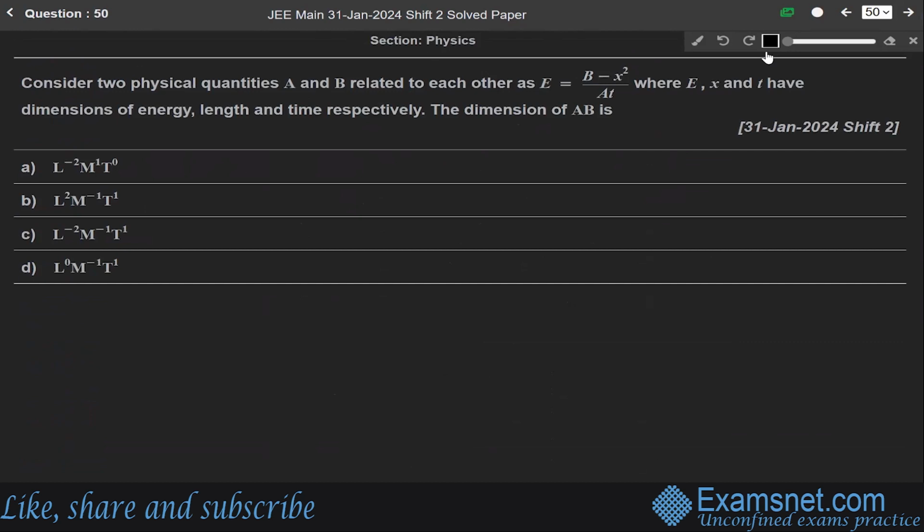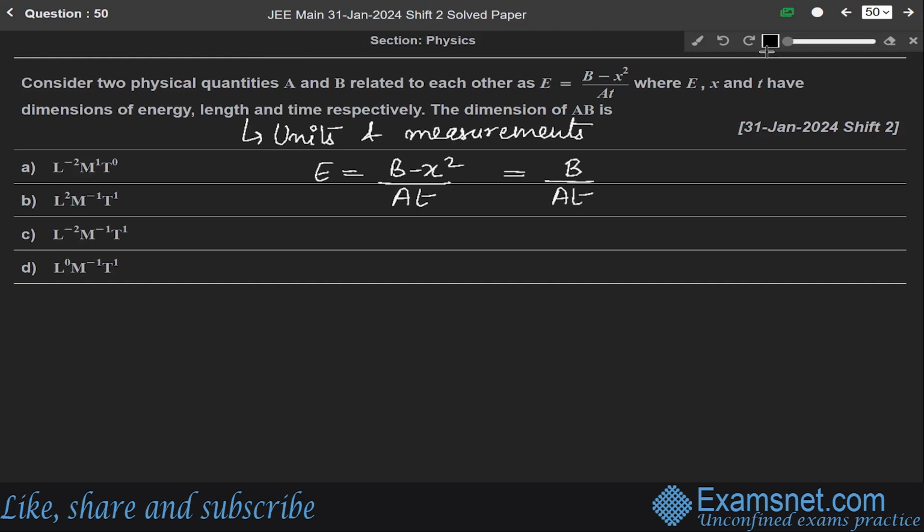So our correct answer is option C. Now next question. Consider two physical quantities A and B related to each other as E equals (B minus x square) over A t, where E, x and t are dimensions of energy, length, and time respectively. The dimension of A B is? So this question is from the chapter of units and measurements. So we are given E is equal to (B minus x square) over A t. Okay, let us write it as B over A t minus x square over A t.